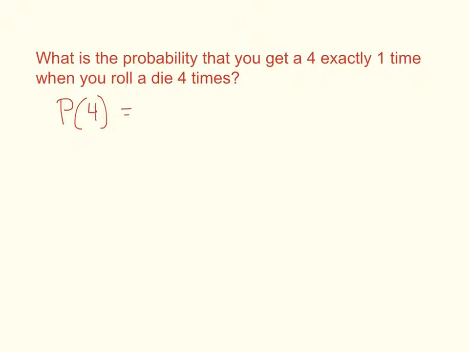Well, 4 is one side of 6 sides on a die, so the probability of a 4 would be 1/6. The other group then would be not a 4, and the probability of not rolling a 4 would be 5/6. So these are the two groups that make this binomial. We know we're going to do this problem 4 times, and we're looking for one time to be a 4.